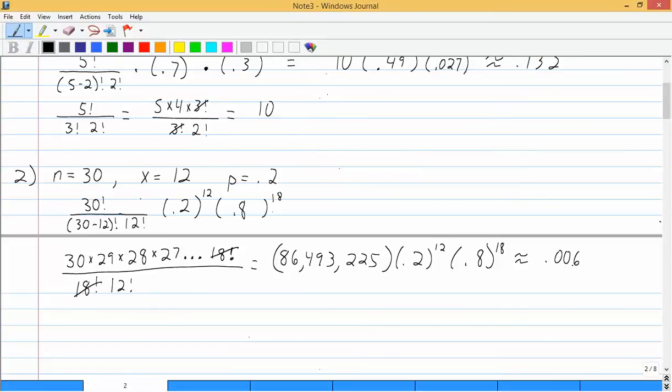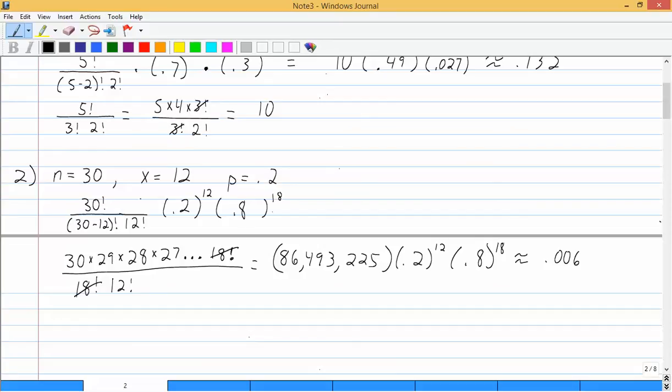So what that means is, for this particular trial, whatever it is, there is a success rate of 0.2, 20%. That's what that is. And if you were to run 30 trials, and you wanted to know the probability of getting exactly 12 successes, that would be 0.006 or 0.6%. So a really small percentage. That's 6 out of 1,000.